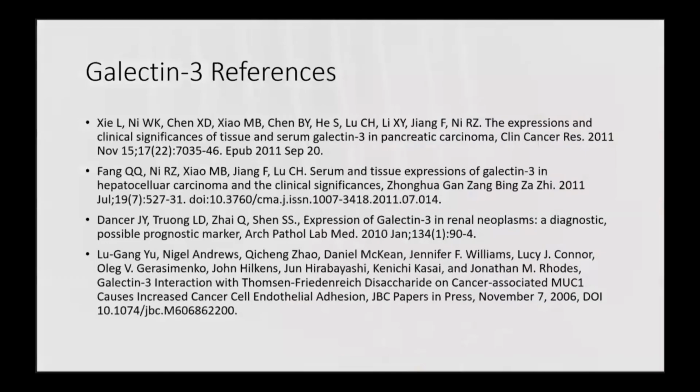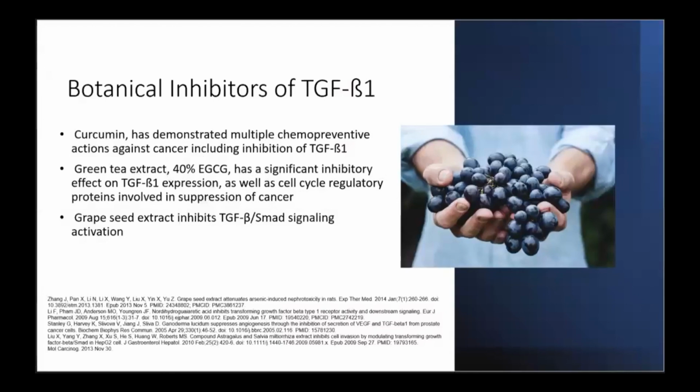Just a few references. So how do we work with TGF-beta1? Curcumin, green tea, grape seed extract. They all have been shown to inhibit TGF-beta1. And you see there, green tea extract, the big part is the catechins, EGCG, epigallocatechin gallate. That's the important one. So you get like a 40% extract. Like I said, you still want to have the methylated xanthines and the polyphenols in there, but using a little EGCG extract, a little more potent, will be better for hitting TGF-beta1.